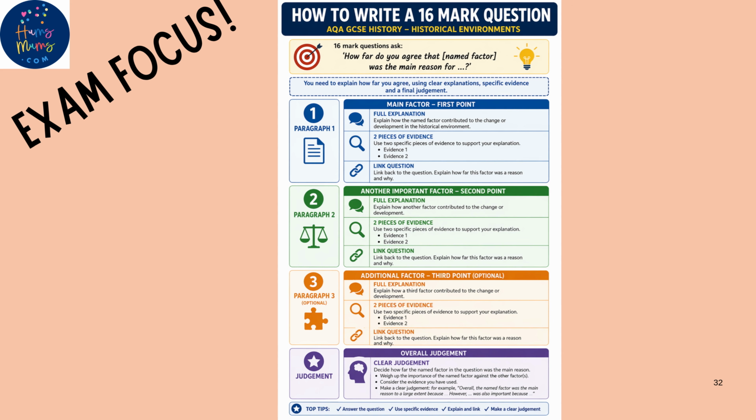What gets a level 4 then? You must talk about the named factor, so always do it first. You must explain it clearly. You must include accurate, precise site details. Bring in at least one other factor. Evaluate their relative importance. Arrive at a justified judgment. And stay focused on the question throughout. The Globe topic is perfect for this because the site is rich in evidence.